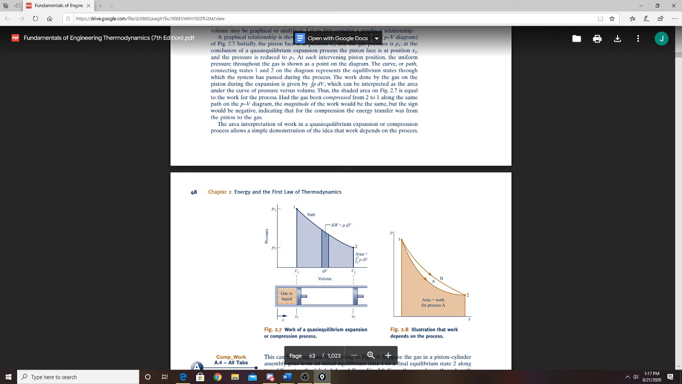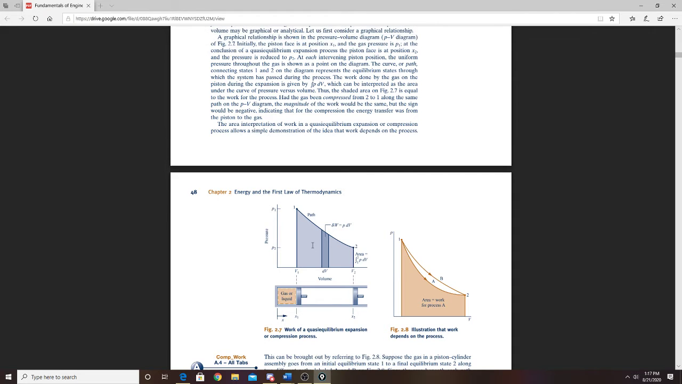But that's more for your knowledge, not so much in practice. You will be doing integrals, which is the area under the curve, but that's more derivation. All right. And then it says, thus, the shaded area on figure 2.7, which is here, is equal to the work for the process. So, right here is the work.